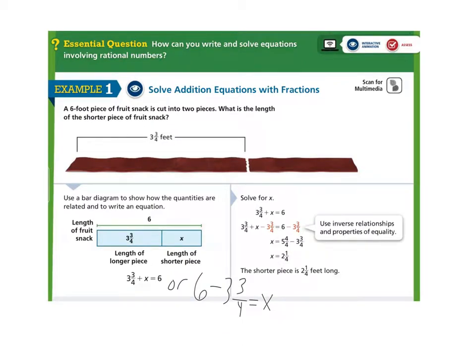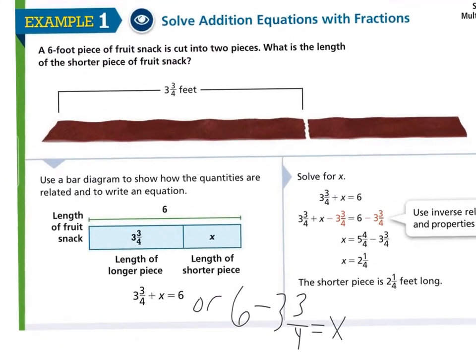So example 1, we have a 6-foot piece of fruit snack that is cut into 2 pieces. What is the length of the shorter piece of the fruit snack? So they've drawn a picture here, and you can see the one piece is 3 3/4 feet. We're trying to find that other piece.